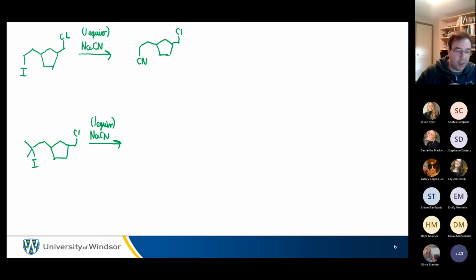One equivalent of sodium cyanide. We do inversion, but notice that I haven't drawn any stereochemistry, and this isn't a stereo center. There's two hydrogens here, and I didn't indicate any stereochemistry. So it is inverting, it's just we can't tell.